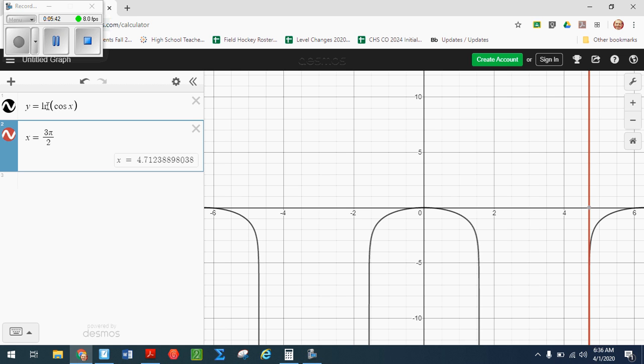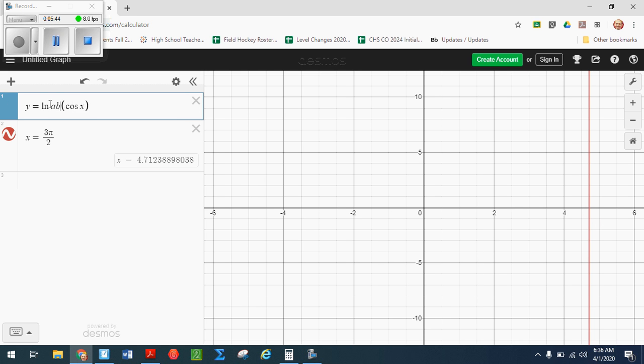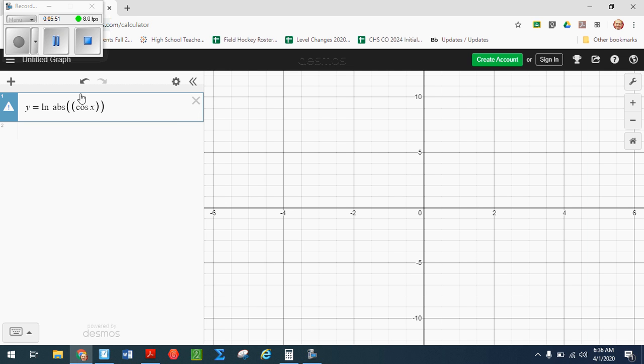So I'm missing things. So instead, if I put parentheses around it, actually it doesn't like how I'm typing that in, so I'm going to do this again. Y equals, oh, I put my parentheses in the wrong spot. Natural log of the absolute value of cosine x.